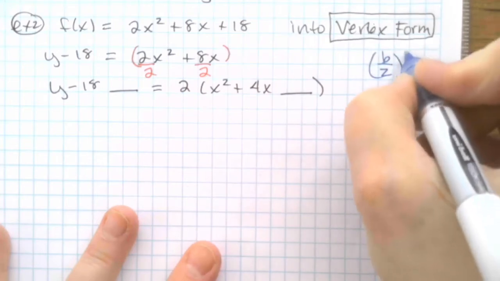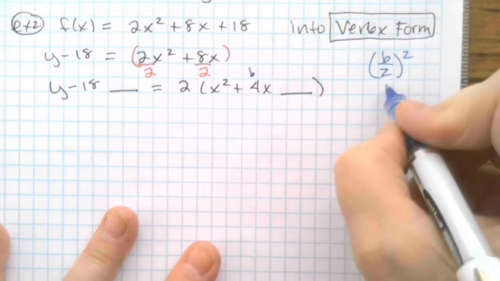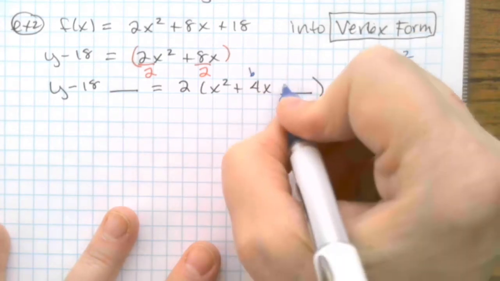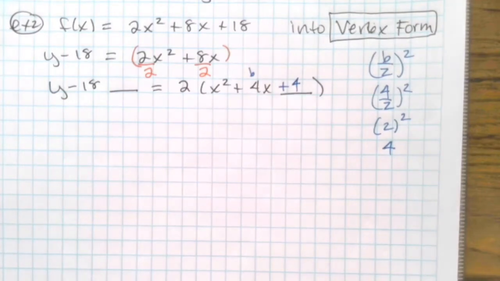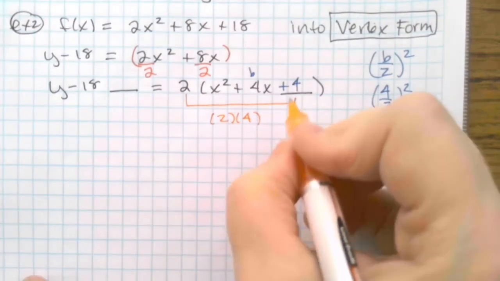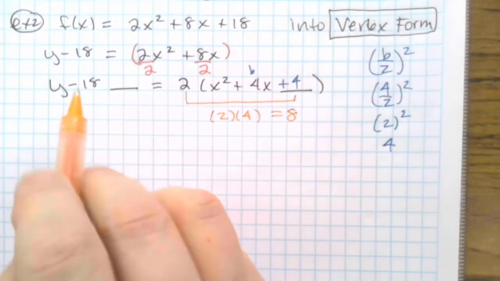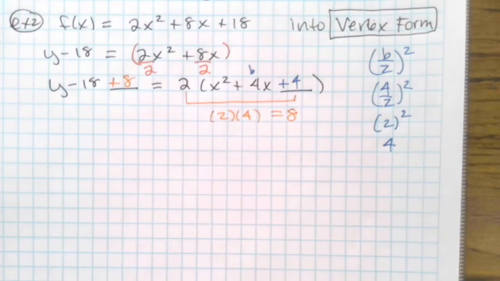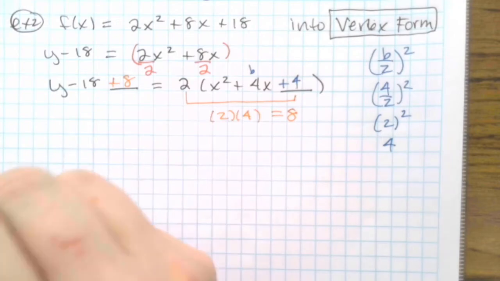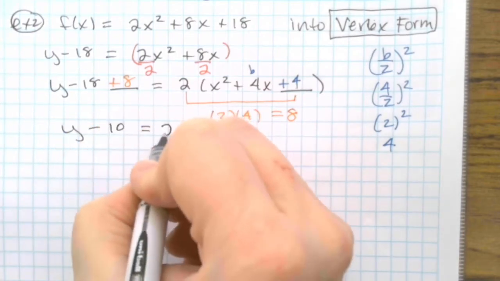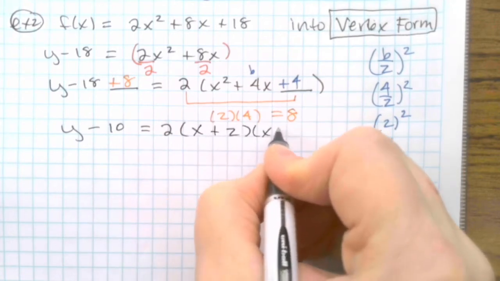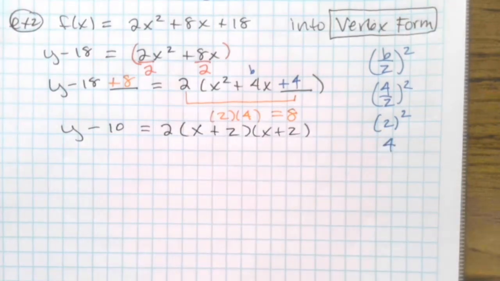B divided by 2 quantity squared. Our B is 4. So 4 divided by 2 squared is 2 squared, or 4. So we're going to add 4. Now we got to be careful though. We didn't just add 4. We just added 2 times 4, which is 8. So when we put in the balancing number, it's going to be positive 8. Okay, let's simplify. Negative 18 plus 8 is negative 10. And then we factor this trinomial into x plus 2 times x plus 2. There we go, we completed the square.